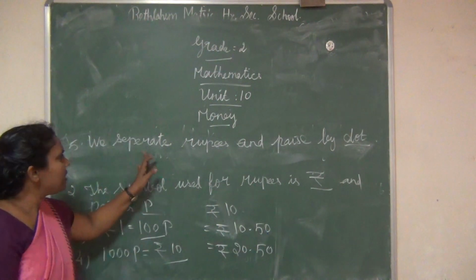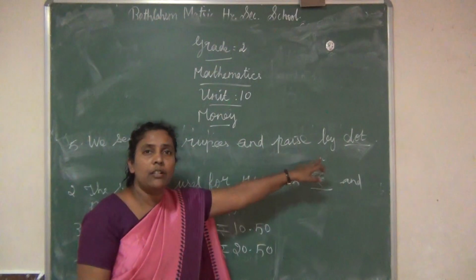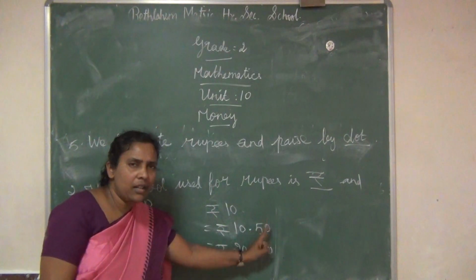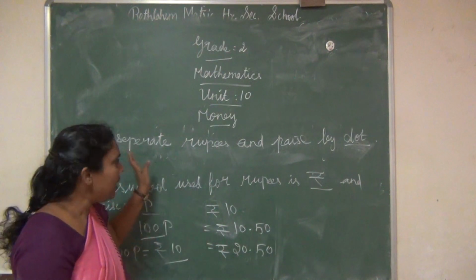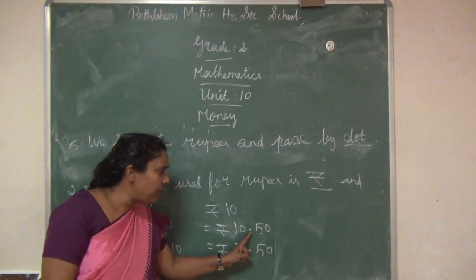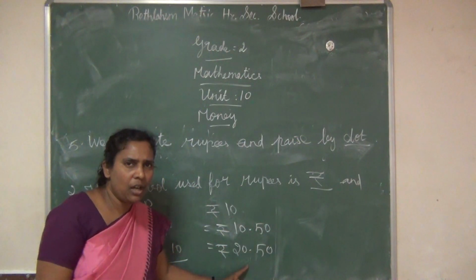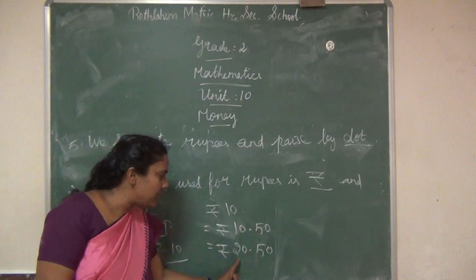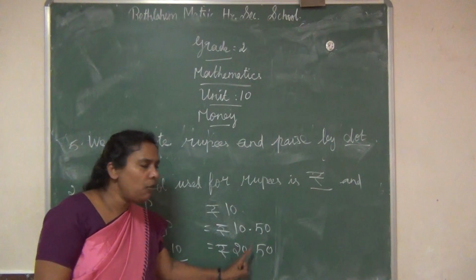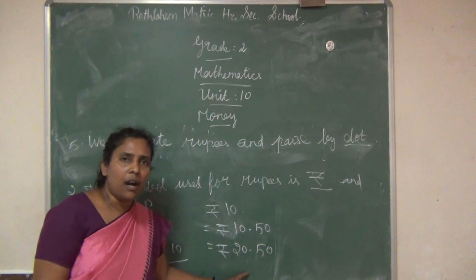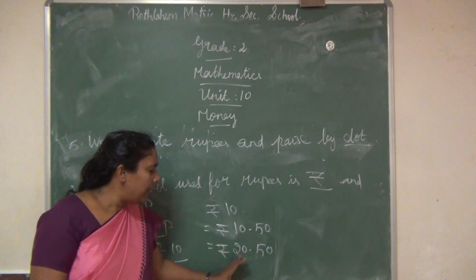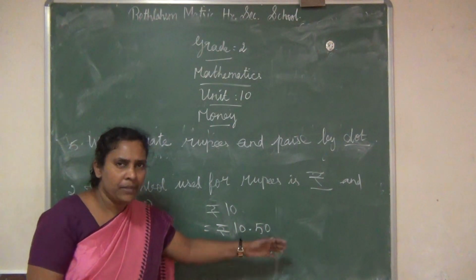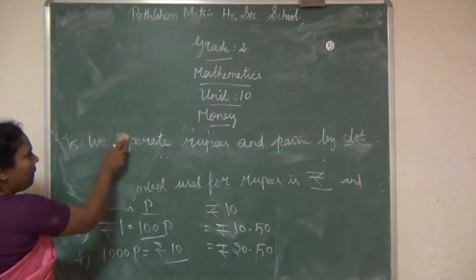Listen, we separate the rupees and pies by dot. That means these are called rupees and this side is called pies. So we separate rupees and pies by dot. Have you understood now? The fifth fill-up: we separate rupees and pies by dot. Here I put 2 points. The name of this is dot. So 10.50 and 20.50 show how we separate rupees and pies. Listen to the next Roman letter.